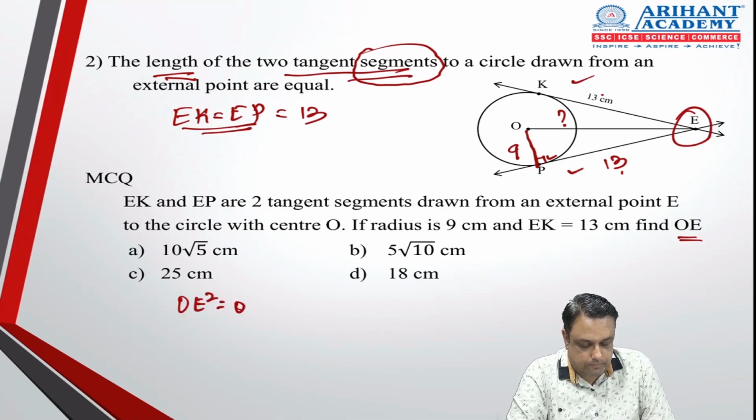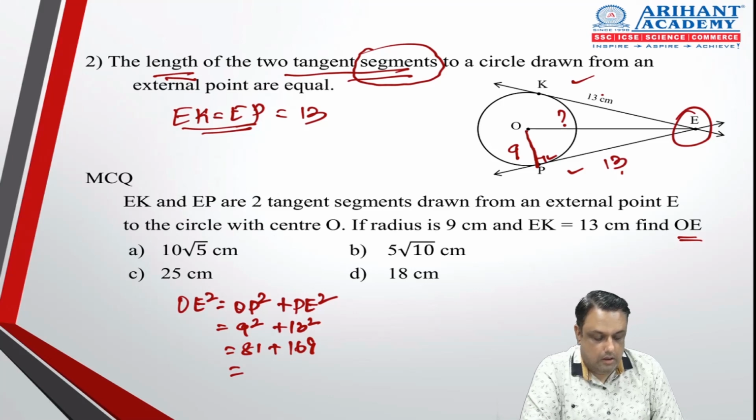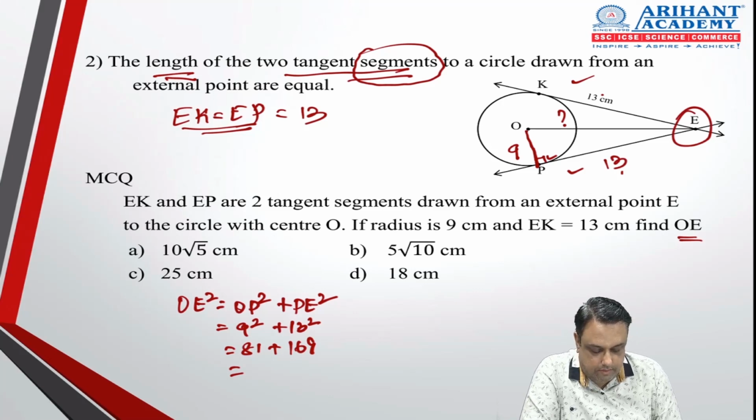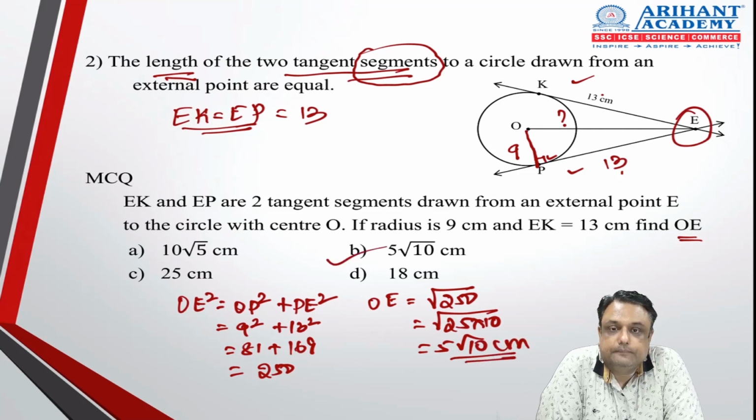OE square is OP square plus PE square, Pythagoras theorem. This is 9 square, this is 13 square, this is 81, this is 169. So when I add 169 and 81, it will be 250. Check karo. Correct? It will be 250. So OE is equal to under root 250. Can I write this as 25 into 10? That is 5 root 10 centimeter. B is the correct answer.